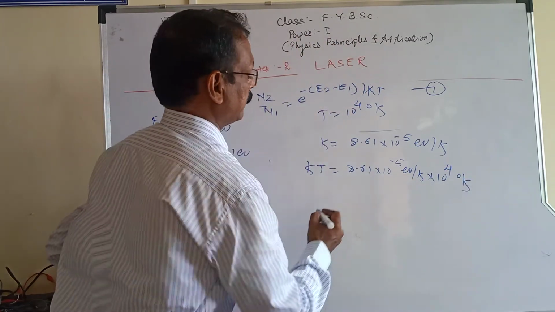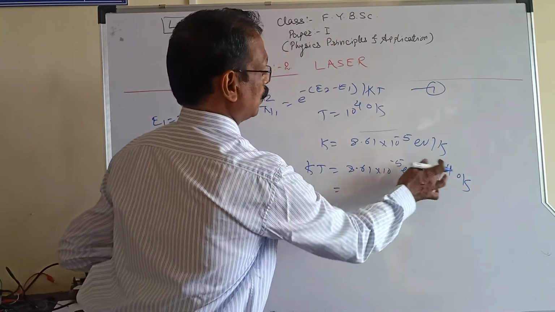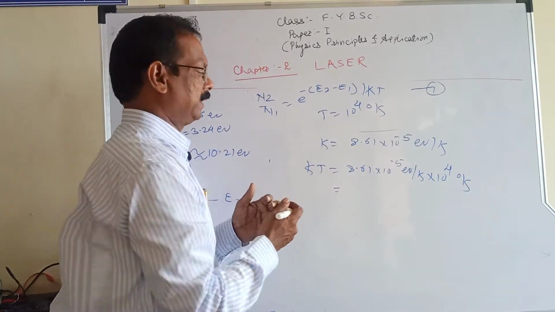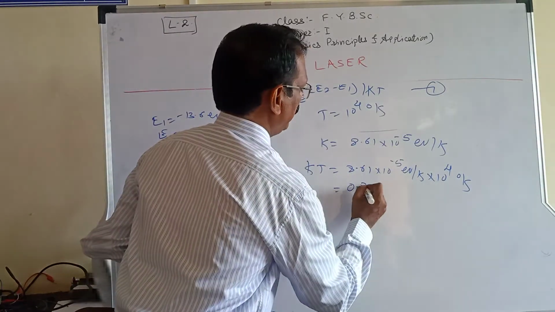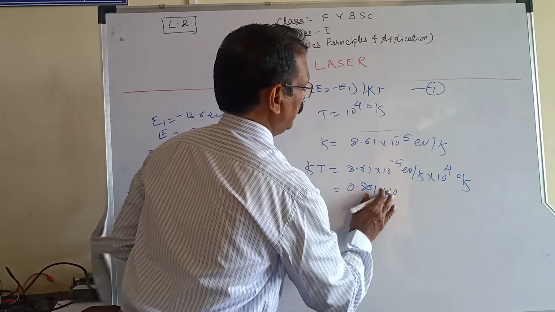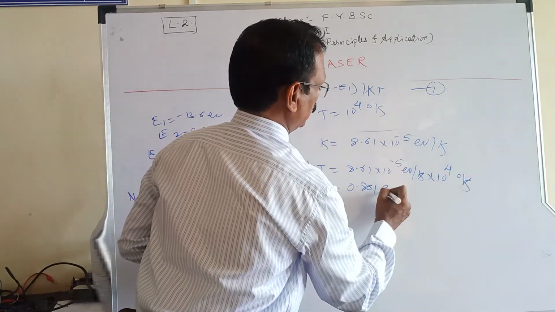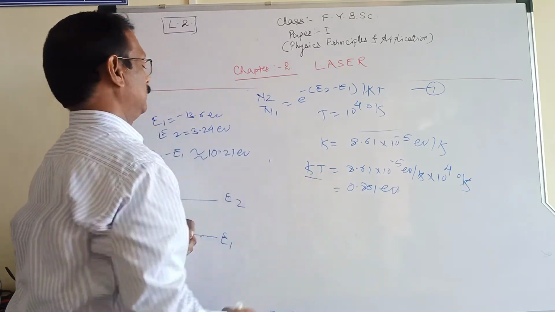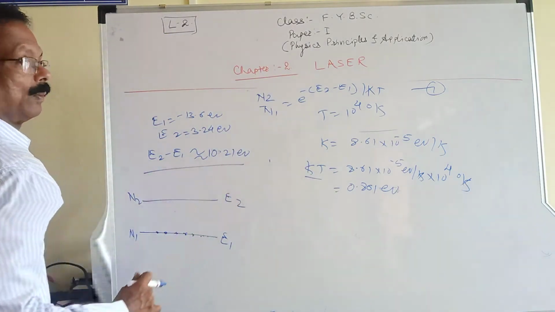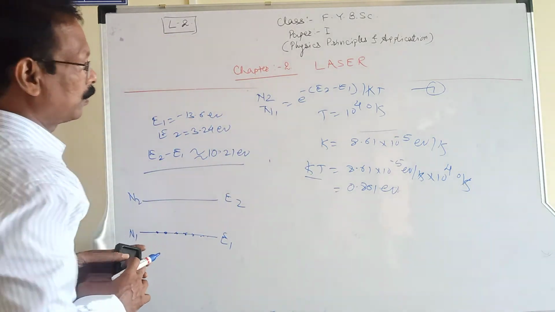So what is our equation here? This becomes 10 raised to 4 times 10 raised to minus 5, which is 10 raised to minus 1. So it becomes 0.861 into 10 raised to 0, and the unit is electron volt. So kT is equal to this, 0.861 electron volt. And we know that E2 minus E1 is 10.21 electron volt.